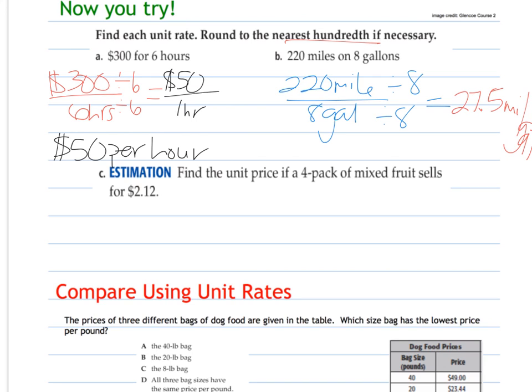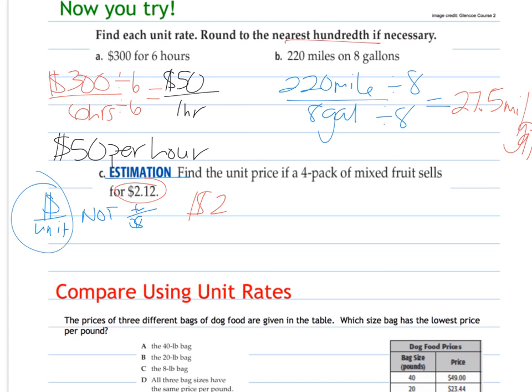One more just finding, and this is an estimation. So you could estimate first, thinking, well, we're looking for the unit price of a 4-pack of mixed fruit, sells for $2.12. We're always going to look at money over the unit, what you're buying. You're not often looking at how much fruit per dollar. So that's approximately 200 divided by 4, which is about 50. So we're going to see it's around 50 cents.